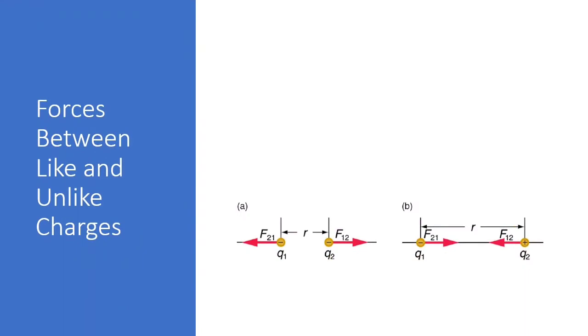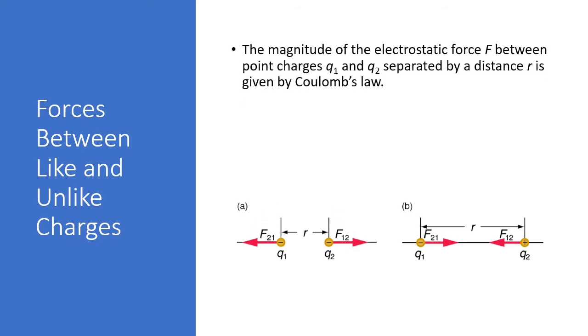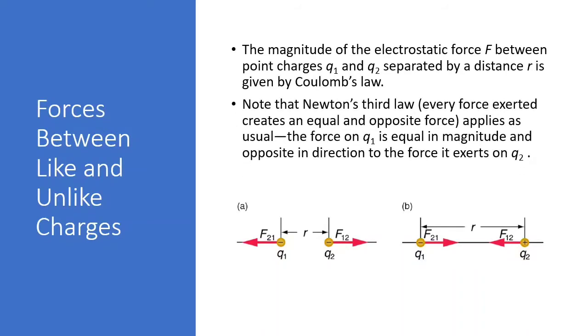Let's take a look at forces between like and unlike charges. The magnitude of the electrostatic force between point charges Q1 and Q2, separated by a distance r, is given by Coulomb's law. Note that Newton's third law, every force exerted creates an equal and opposite force, applies as usual. The force on Q1 is equal in magnitude and opposite in direction to the force it exerts on Q2. As seen in A, the like charges repel, and in B, the unlike charges attract each other.